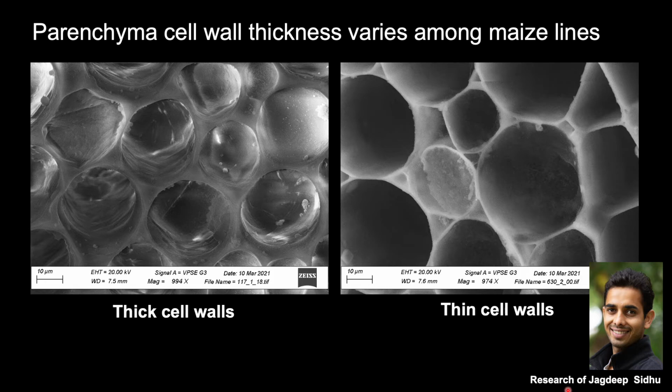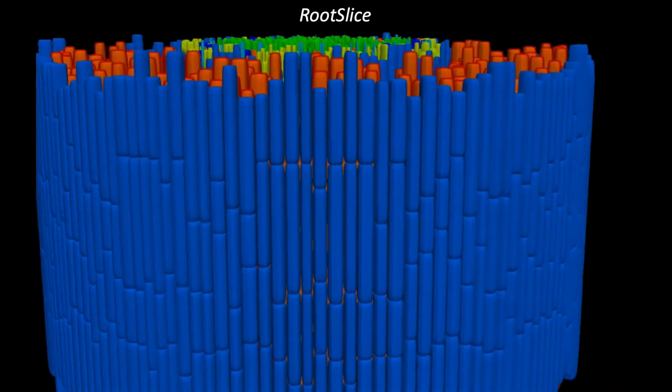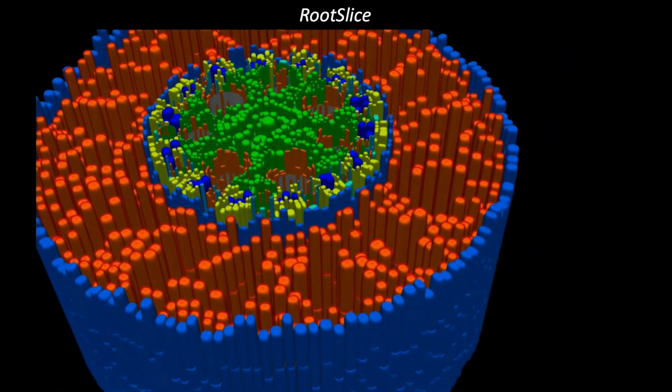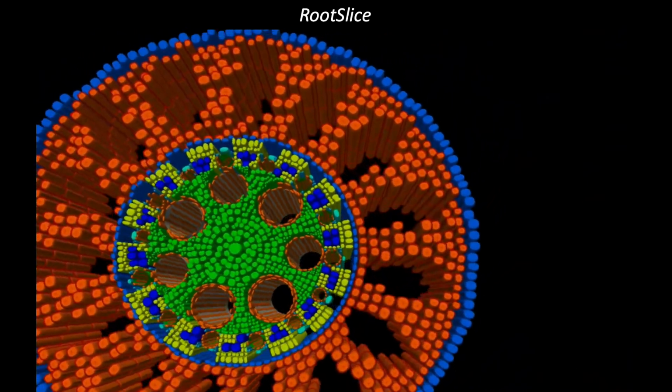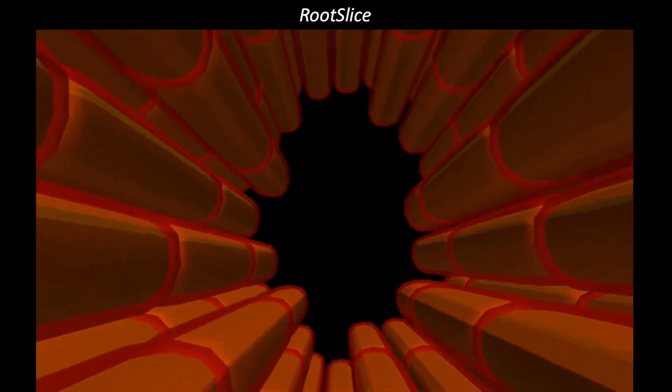This led Jagdeep Sidhu to hypothesize that cell wall thickness may be useful also. Indeed, Jagdeep observed large genotypic variation in maize for the thickness of parenchyma cell walls, as shown here, with a thick-walled genotype on the left compared to a thin-walled genotype on the right. Using RootSlice, our geometric model of root anatomy, we can ask if the genotypic variation in cell wall thickness we have observed is likely to make a difference for root metabolic costs.